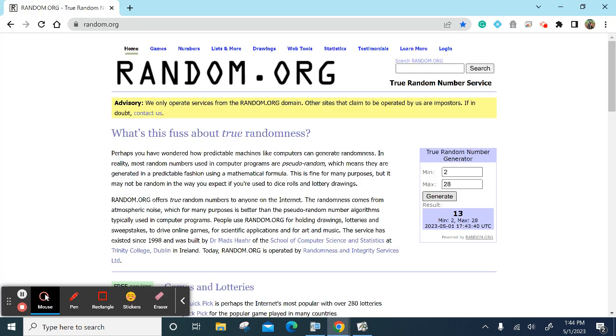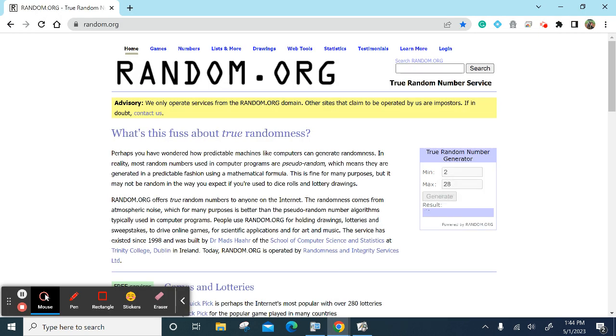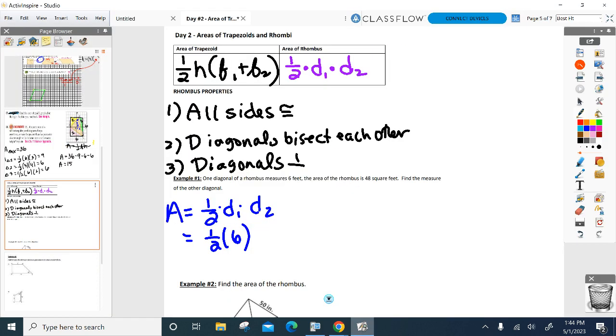Going over back to you guys. Where should I put that 6 feet? D1. Yep. So 1/2 times 6. And how about that 48? What's that 48 telling me? Area. So it's going to go in for A. 48 equals that times, what the heck's the other diagonal?